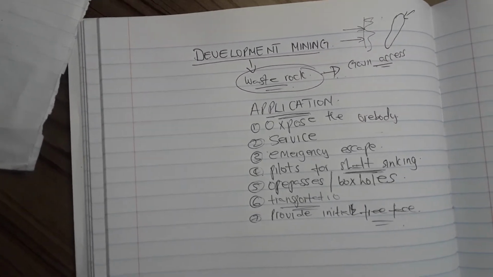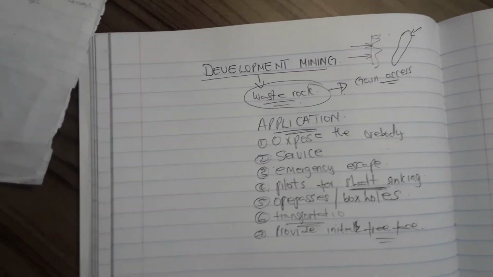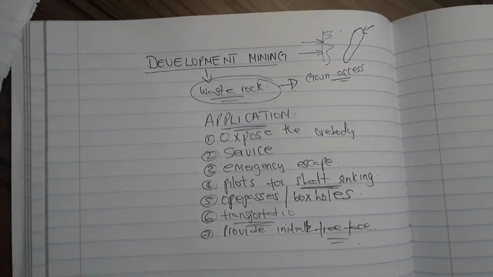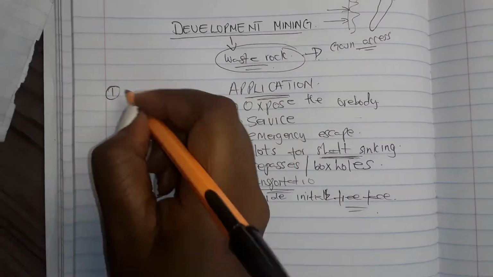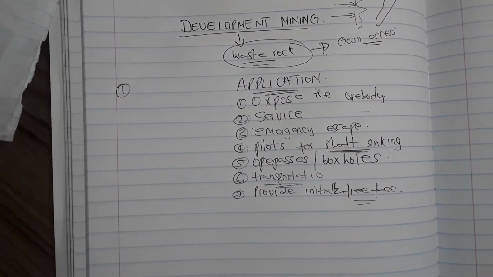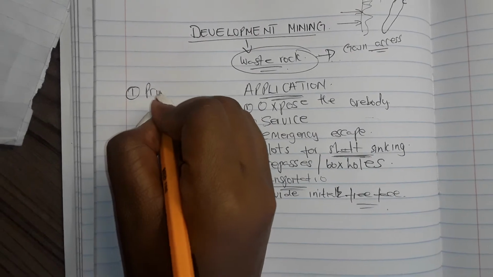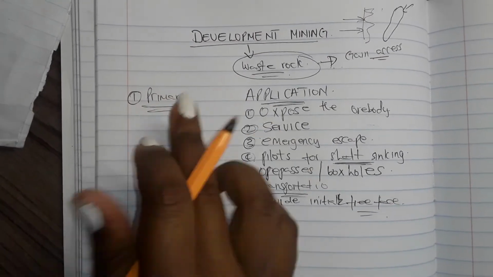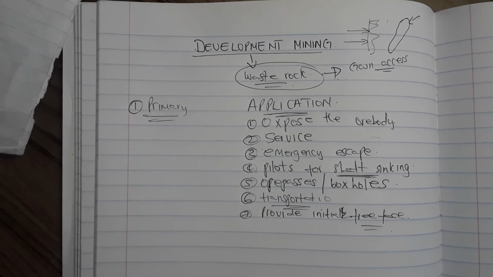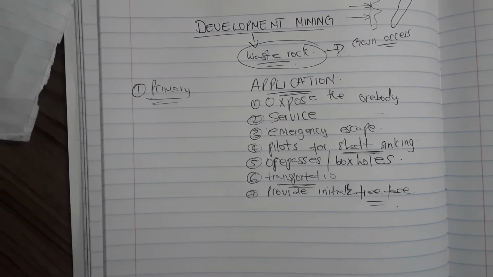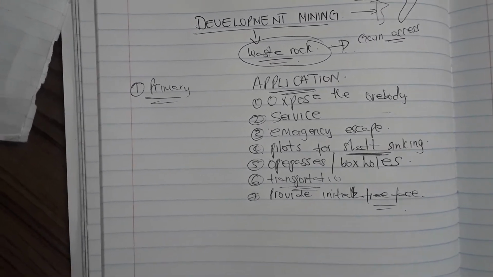And then we've got four different types of development mining that it is very important to know. The first type is primary development. Primary development is for major access, typically from the shaft to the vicinity of the ore body.